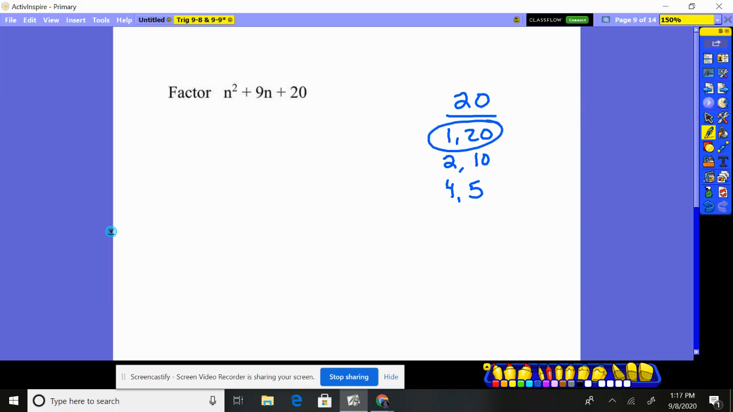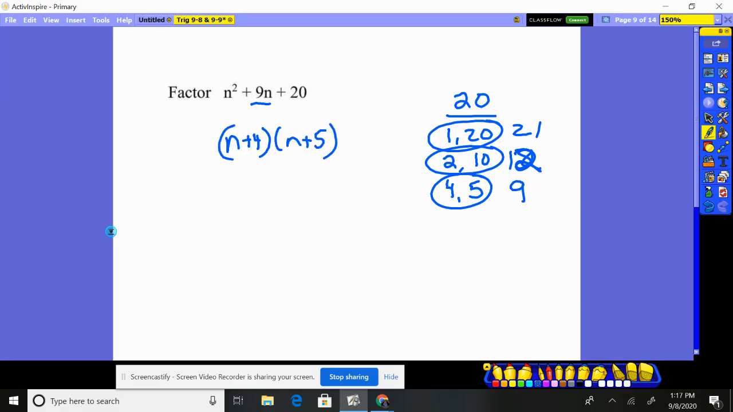The sum of these is 21. Is that what we want? No, we want a 9. 10 and 2, that's an 8. I don't know what I was thinking. 4 and 5, the sum of these is 9. That's the one we want. So it's going to be an n plus 4 times an n plus 5. That's what that factors to.